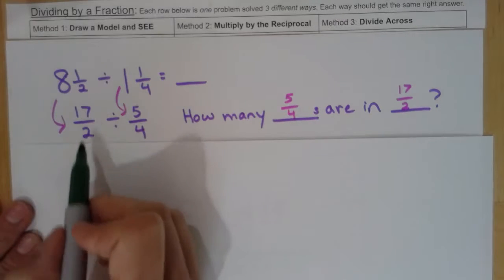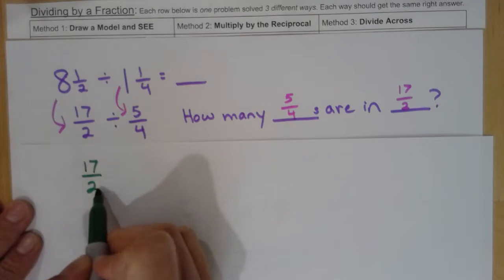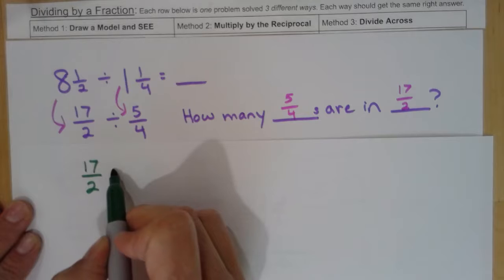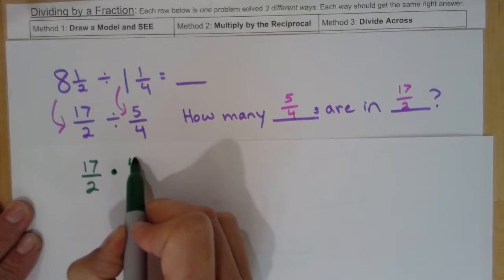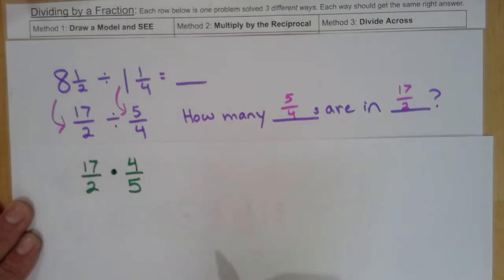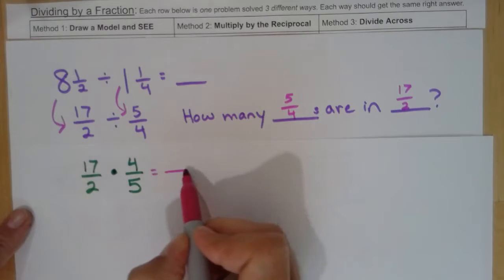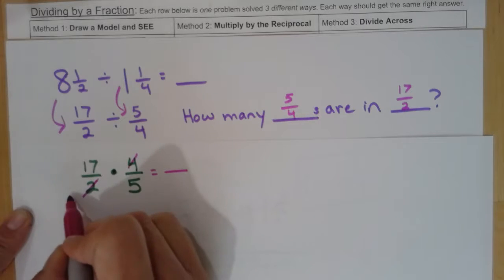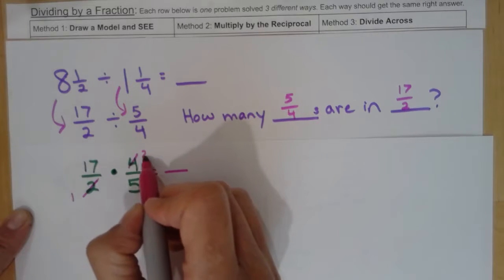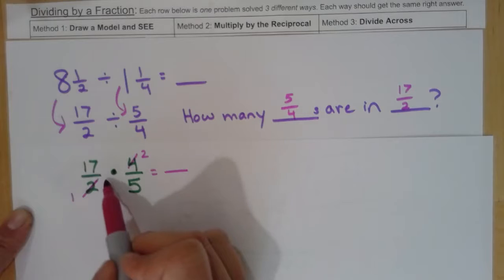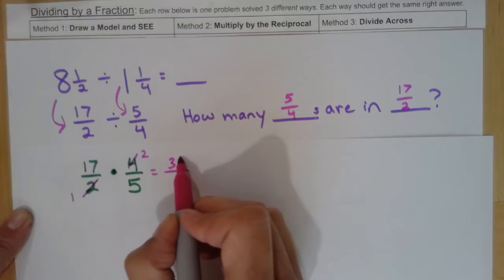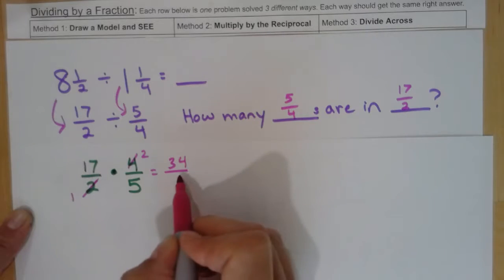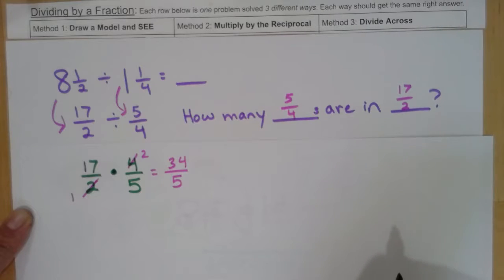So let's go ahead and take our original question and change the division to multiplication and write the reciprocal. All right. In this case, before I go ahead and multiply across, I'm going to cross cancel to reduce first. This divided by 2 is 1. This divided by 2 is 2. And my numerator is 17 times 2 is 34. My denominator, 1 times 5, is 5.